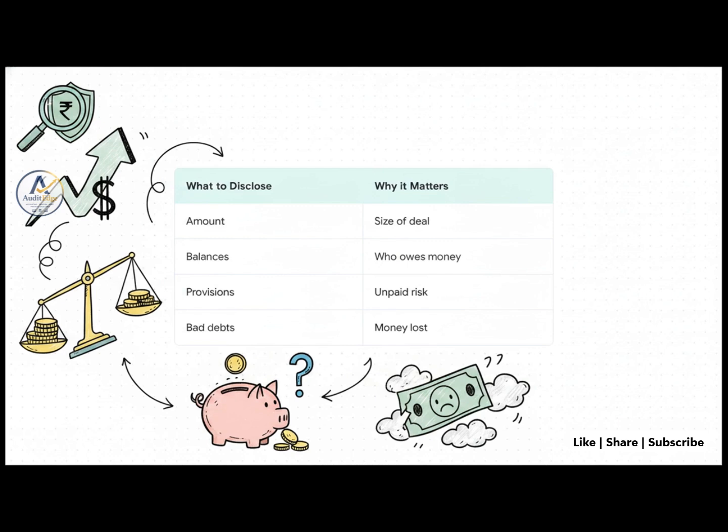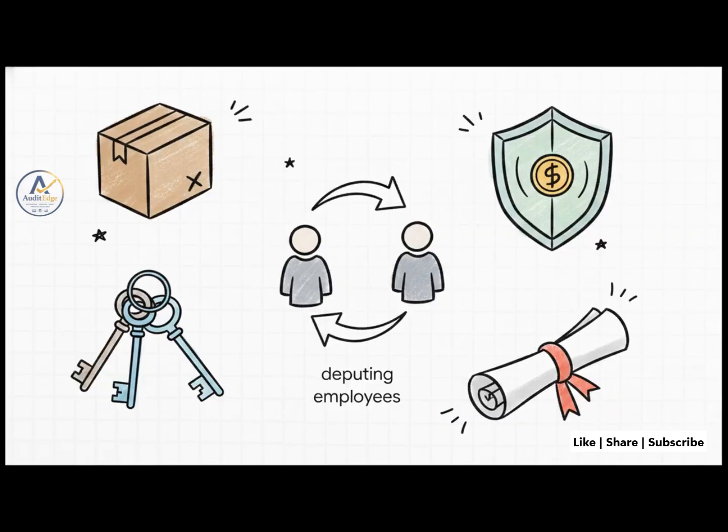Simply put, this means if a company gives a loan to, say, the owner's brother, and they expect the brother will never pay it back, they actually have to declare that loss openly to the public. So, what kind of deals must be disclosed? The standard actually casts a very wide net here. It's not just about buying and selling goods.